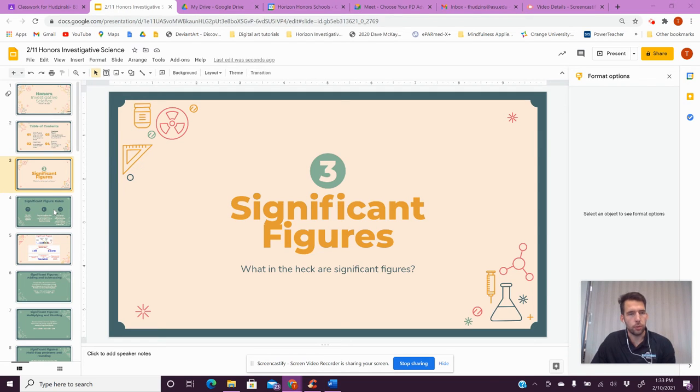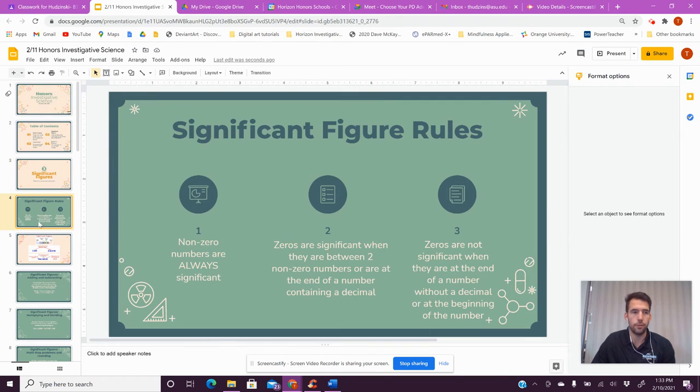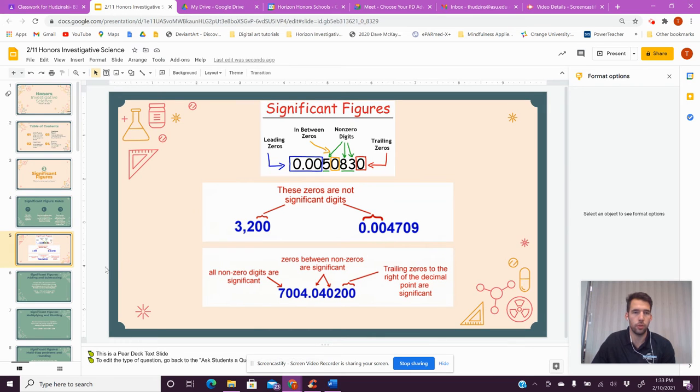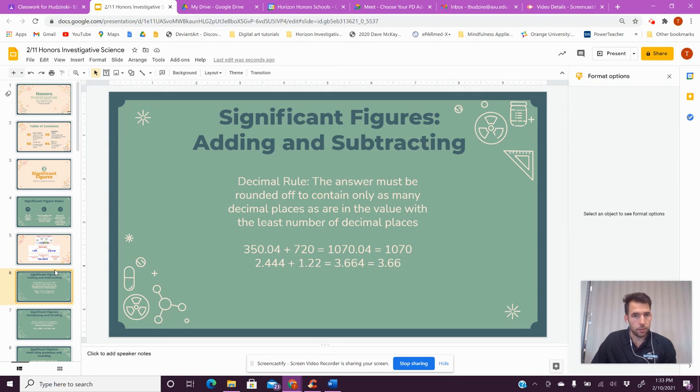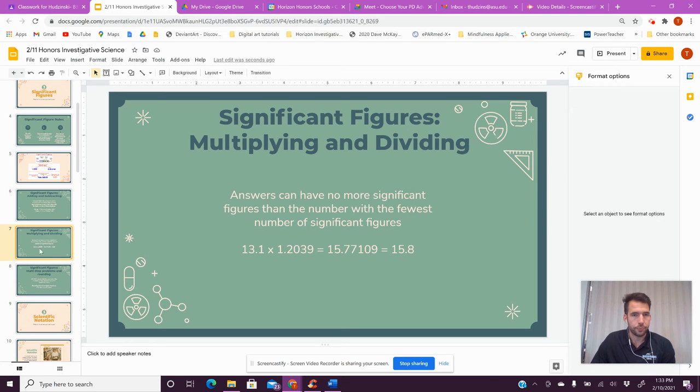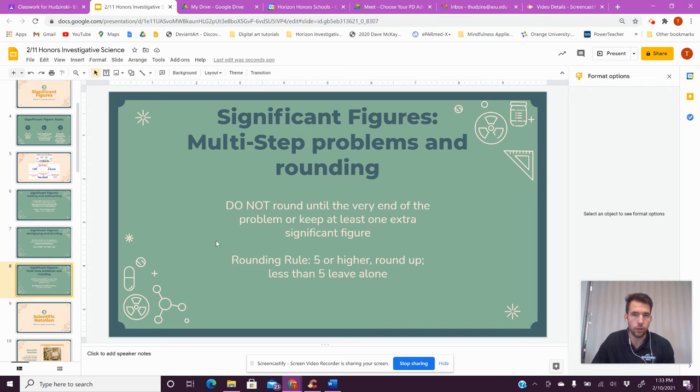I've taken out the examples, the ones with the problems that you worked on in class, and I've just left up the rules on slide 4. The rules again on slide 5, but shown differently. The adding and subtracting rules, the decimal rule on slide 6, the multiplying and dividing rules on slide 7, and then multi-step problems and rounding on slide 8.